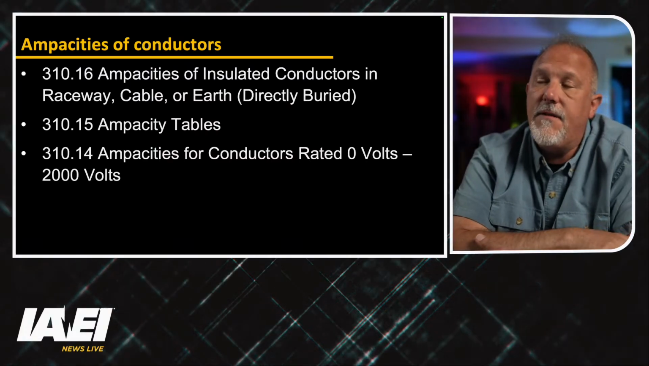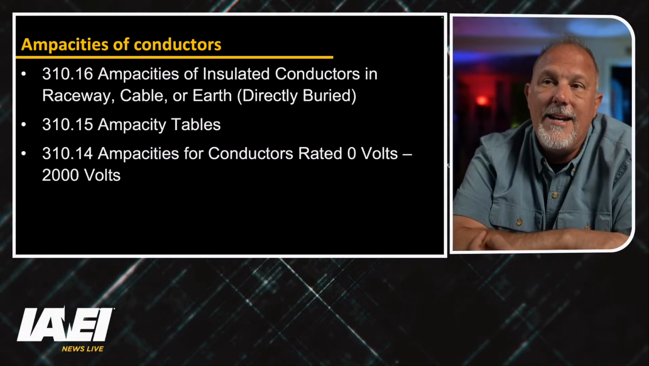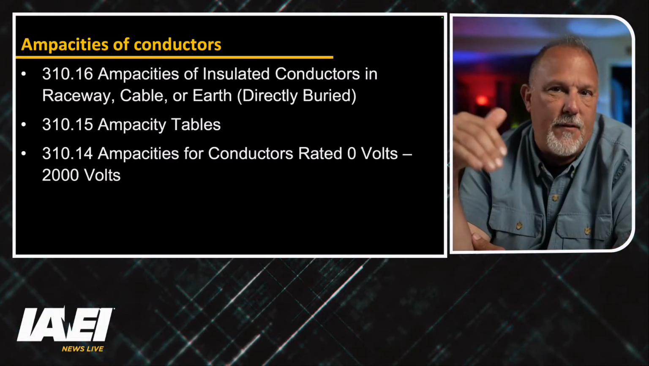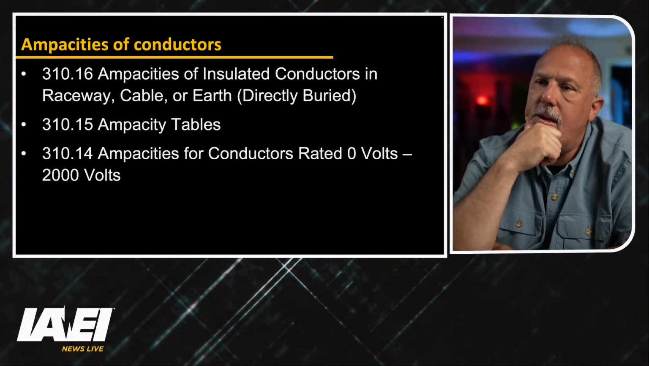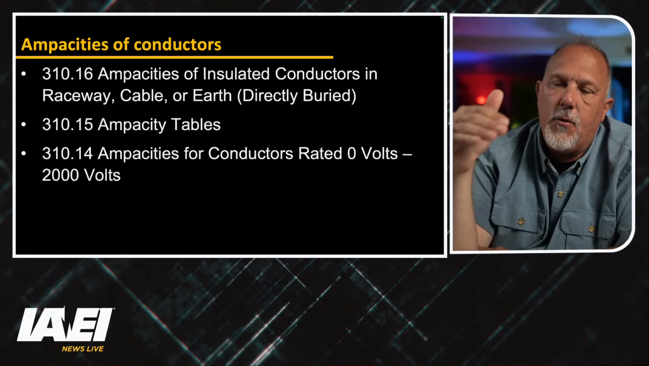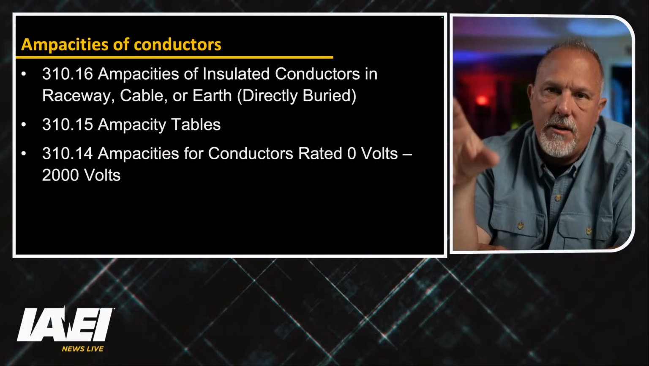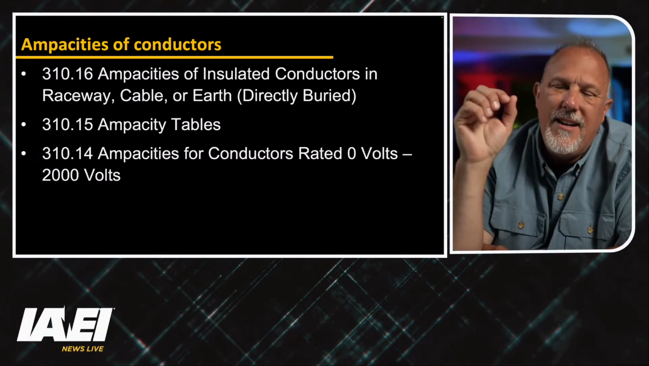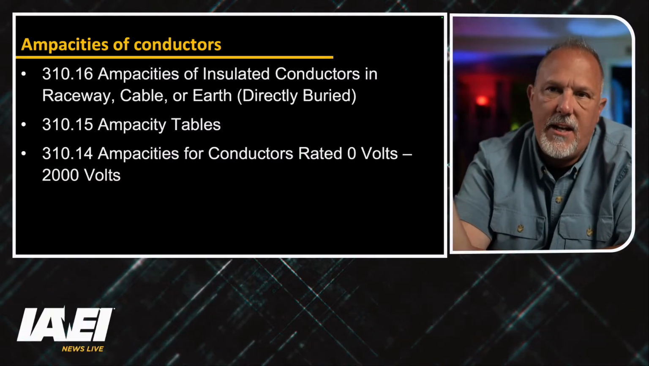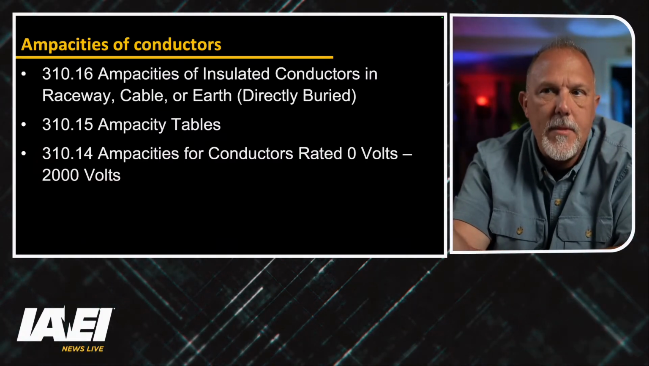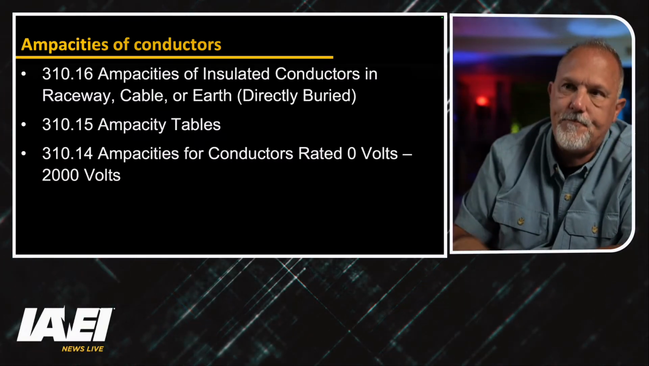310.16, ampacity of insulated conductors. We're going to be referencing that section. I put this in reverse order because here's my point on this one. 310.15 and 14, I can operate a couple different ways when I start adjusting for conditions of use, but typically what I'm probably going to start around is 310.16 and help us understand what's in that table. Then we'll start referencing the other two sections, all right?